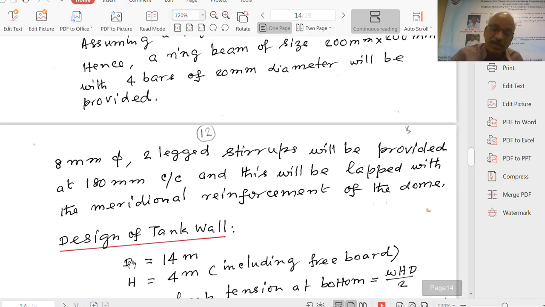So that is about the reinforcement required for the ring beam and its connection with the dome slab reinforcement. That completes the design of the dome slab and the ring beam. Let us complete this lecture with this, and we will continue the design of the main wall and other components in the next lecture.